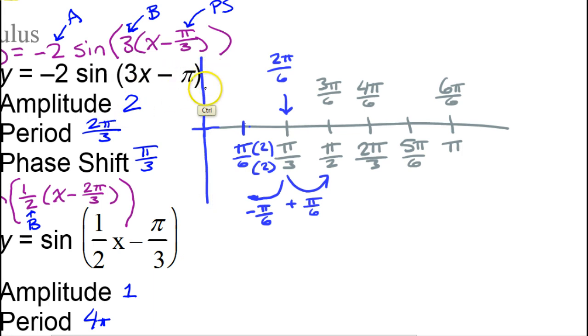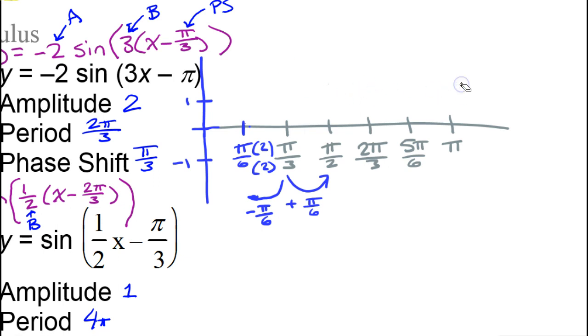Alright, there is no vertical shift. So that means the midline will be the x-axis. So I can just go ahead and safely put a 1 right here and a negative 1 right here. Okay, so let's just clean this up a little bit. Get rid of all these helper numbers that we did. Alright, now we're ready to do the graph.